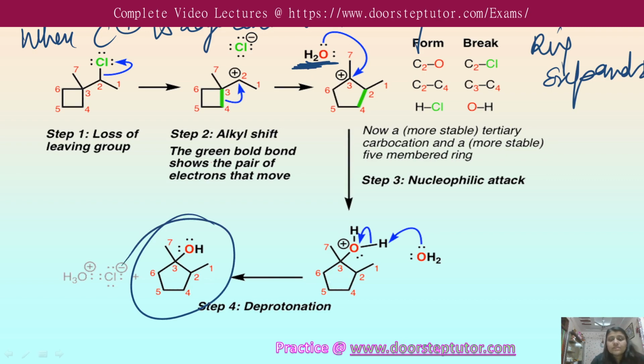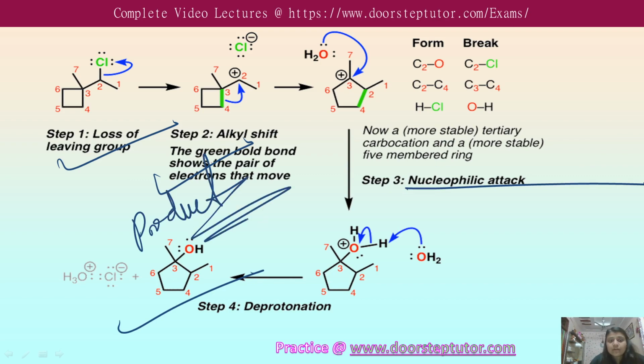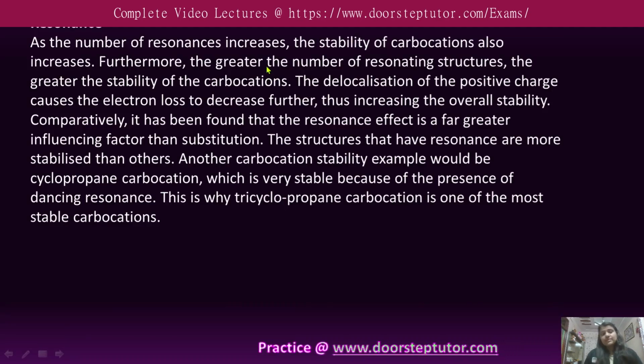This is the way in which the loss of the leaving group and the alkyl shift will happen, because the carbocation is just adjacent to the ring, and the ring will expand. As the ring expands, there is a 5-membered ring. Water will attack as the nucleophile. After that there is a deprotonation step, and you will get your desired product. So in this way the reaction happens in organic chemistry.